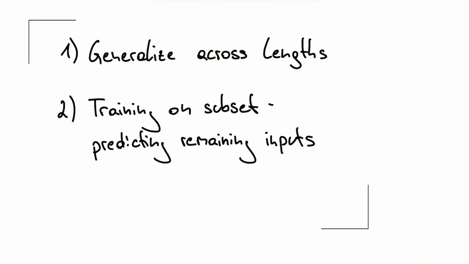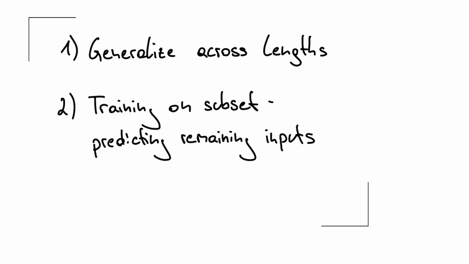Put differently, either we learn from a range of lengths and generalize to longer ones, or we learn from a small subset at a fixed length and generalize to all inputs of that same length. In this video, however, we will only implement option A. That means we will focus on generalizing across different bit string lengths.